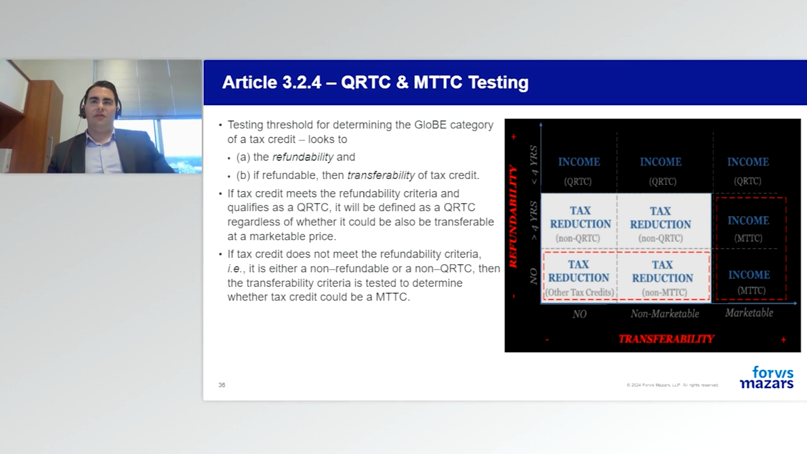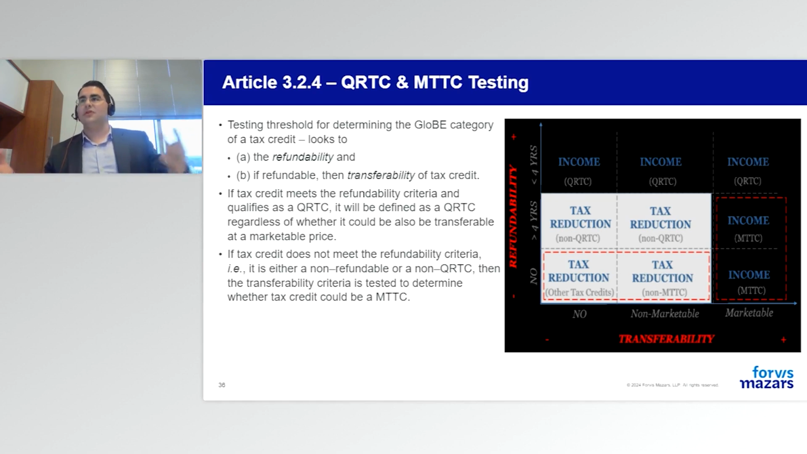If it could be transferred, you want to fall into this QRTC threshold. So if it's paid within 4 years, if you could get the full refundability within 4 years, you are generally going to fall in the QRTC spectrum. But you also have to measure it with the transferability. If it's a true market, if it could truly be sold and marketable to others, that will also.